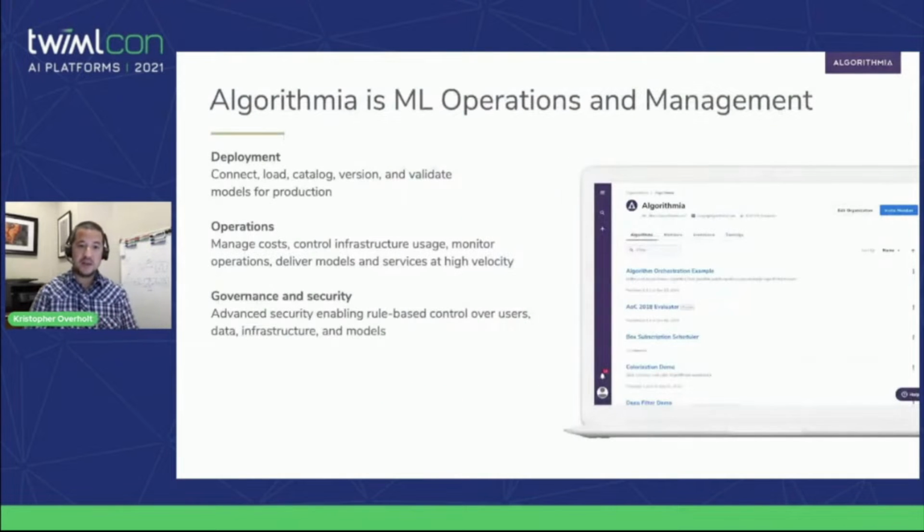So Algorithmia is an ML operations and management platform, and we really cover three main areas. One is the deployment itself, so being able to connect your models to the right data, load in serialized models, serve as a model catalog, so you have all of your algorithms in one place, so you have a source of truth where things are actually callable. And ideally, you want this close to the point of business transaction as possible.